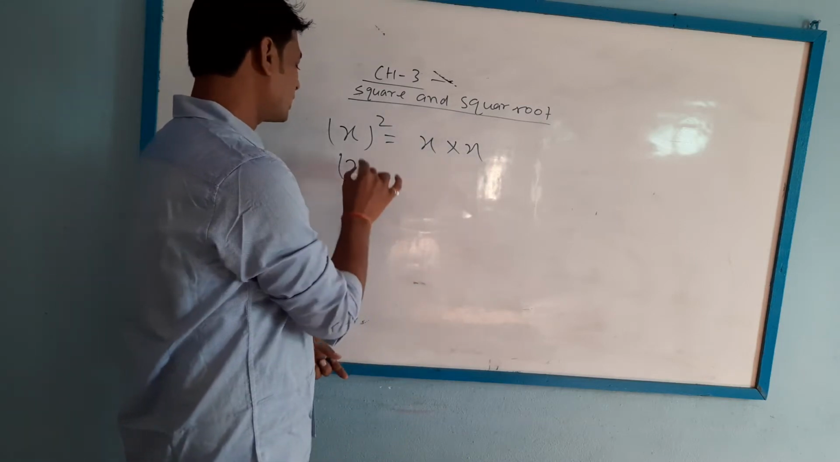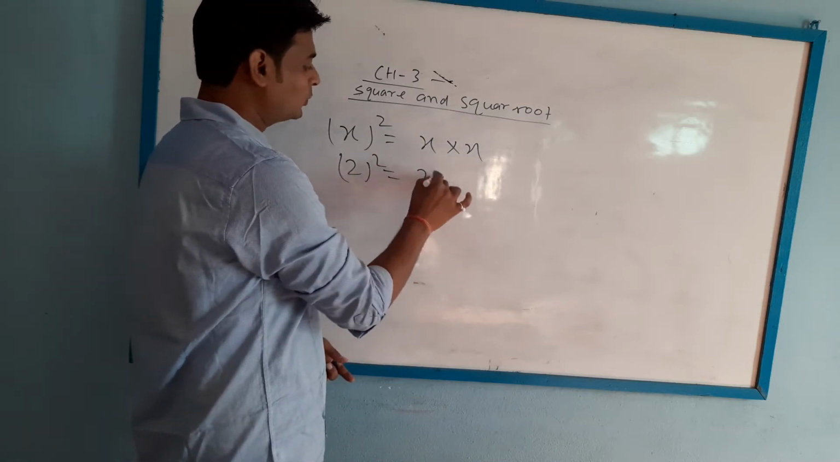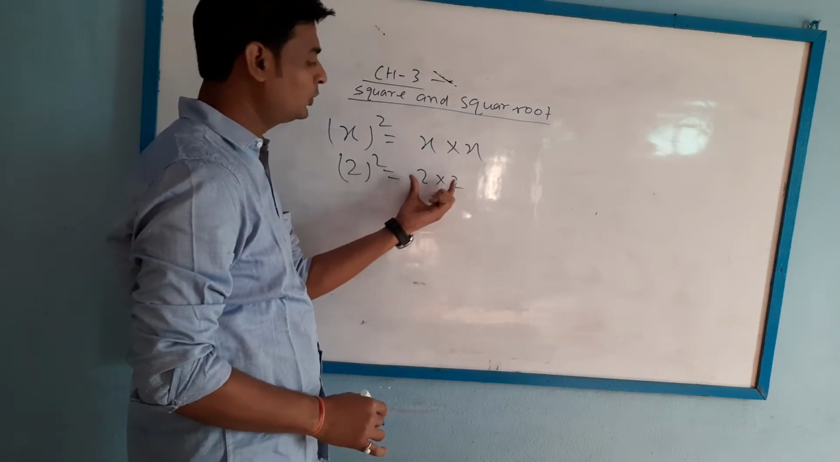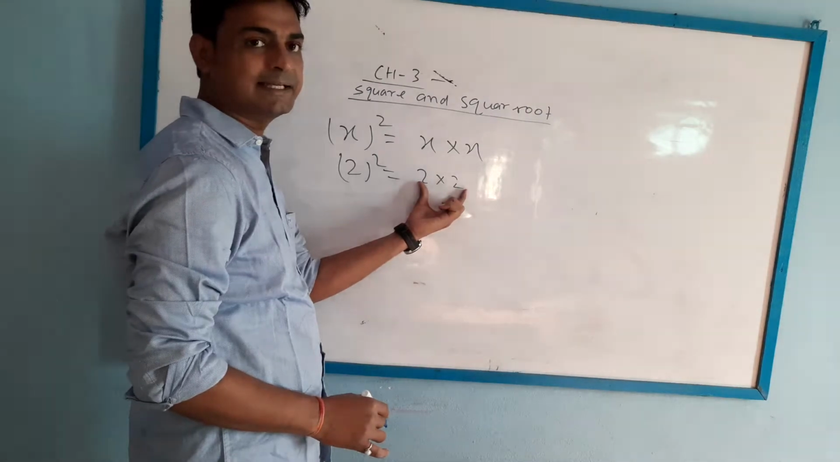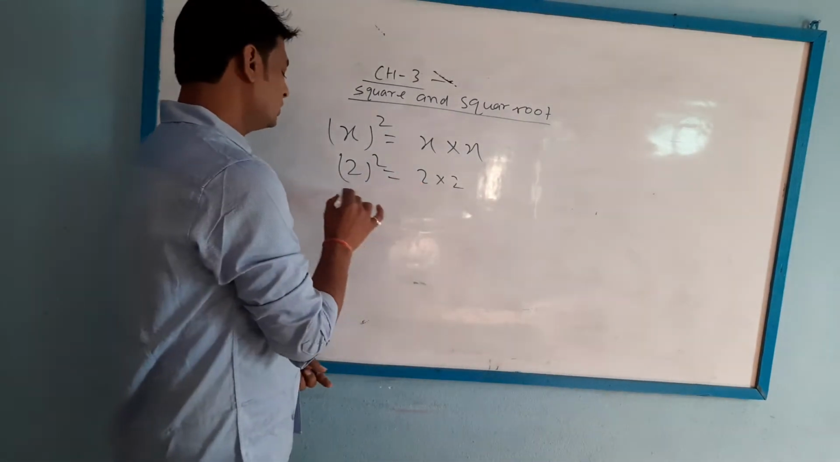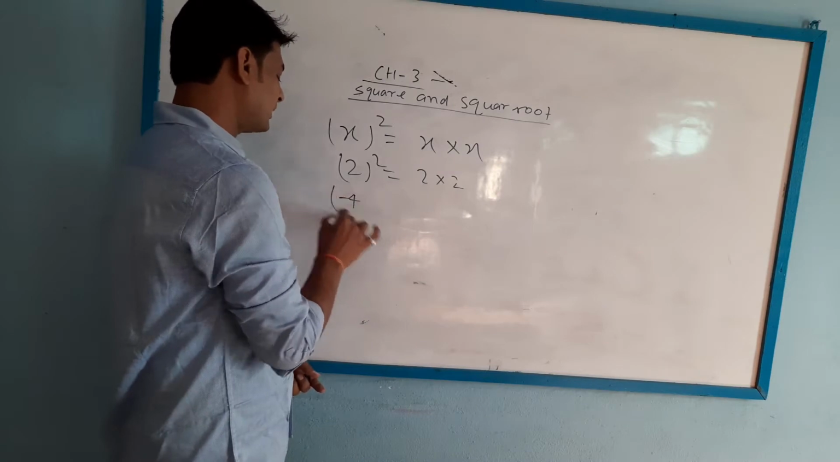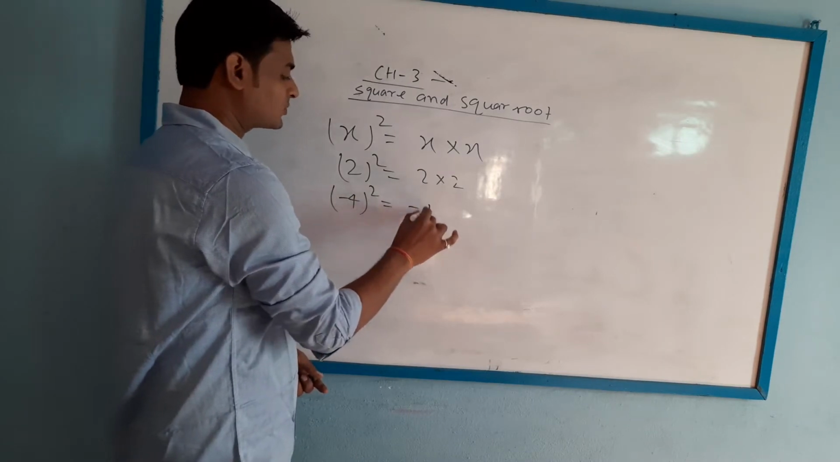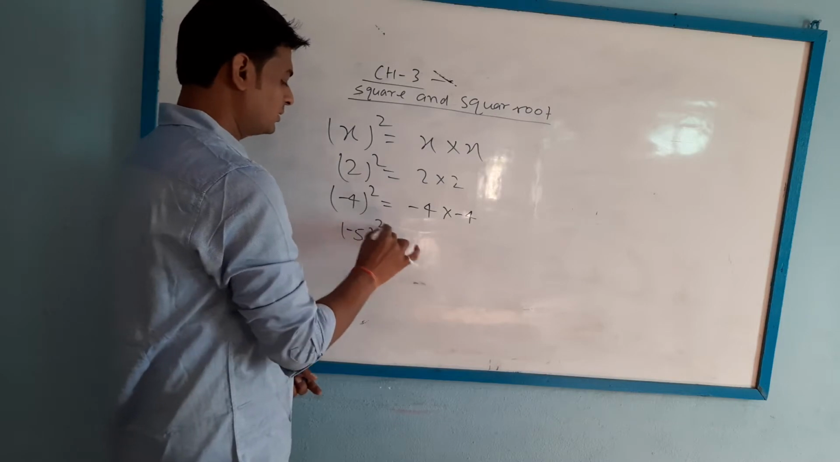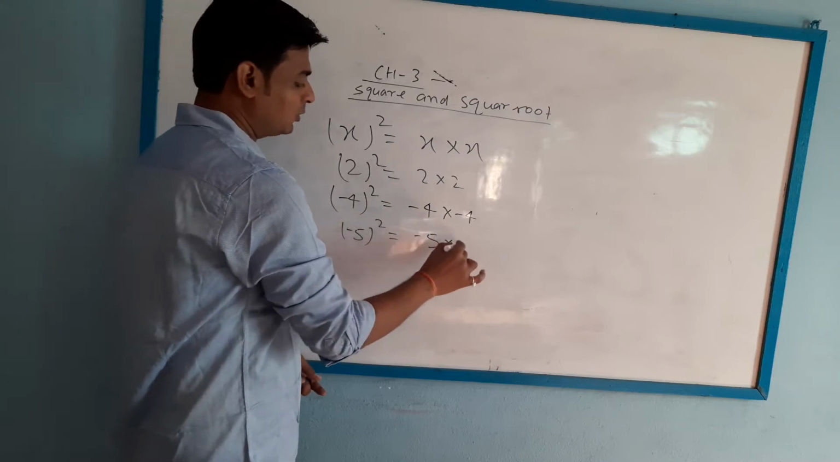Suppose the square of 2, we can write 2 into 2. Product of two numbers means the number times itself, 2 into 2. Any number, say the square of minus 4, we can write as minus 4 into minus 4. The square of minus 5, we can write as minus 5 into minus 5.